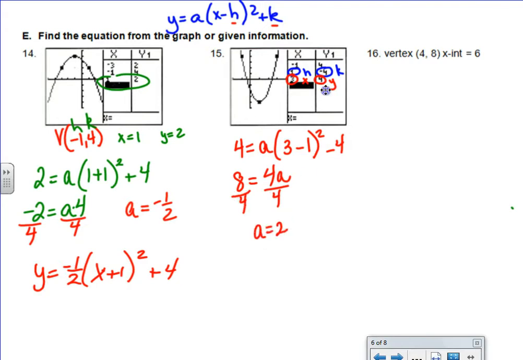Take all these clues that you need, the h, the k, the a, and substitute into our vertex form. 2 times (x minus 1) squared minus 4. We are done.